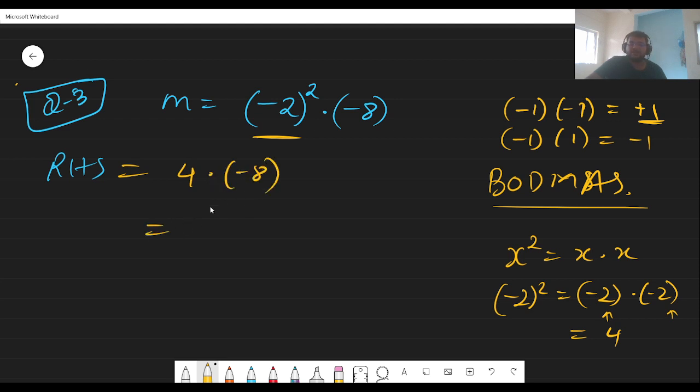Fine, so here the square answer will be 4 and it is multiplied by minus 8. So now I can multiply both of the numbers and see, there is one negative number and one positive number here. So negative times positive will give a negative number, and 4 times 8 is 32 if I'm not wrong. Okay, so the value of m is negative 32.